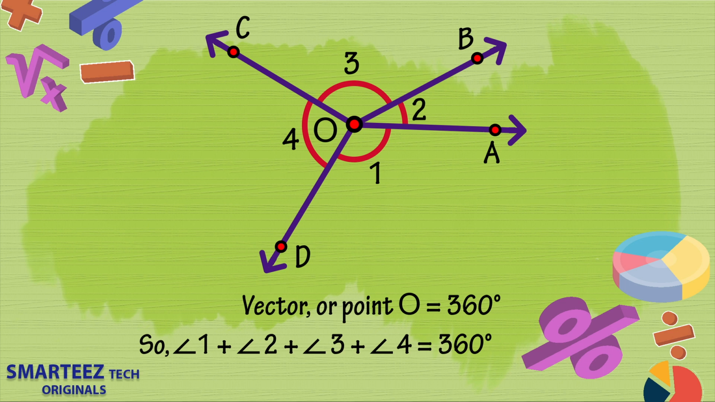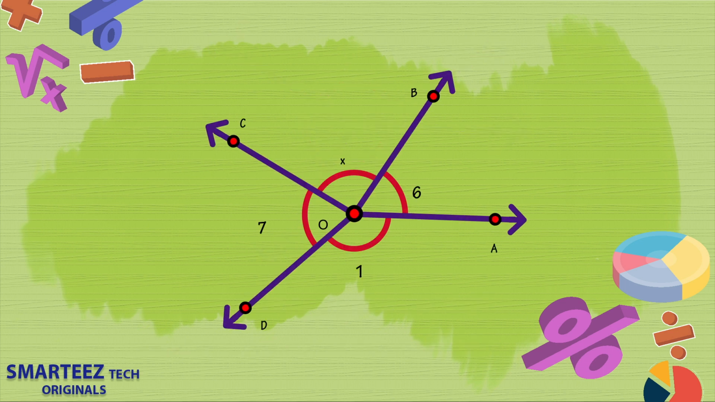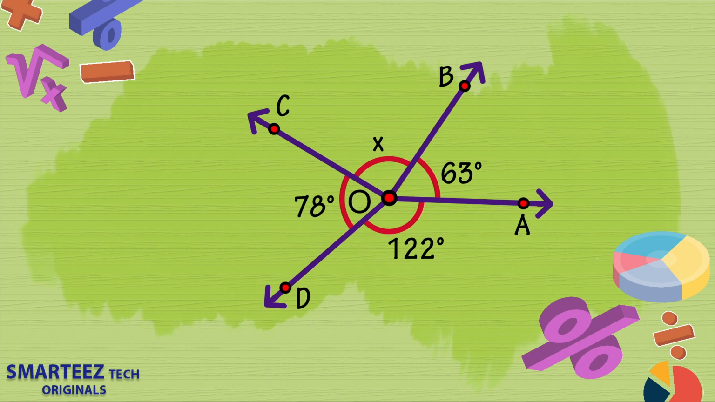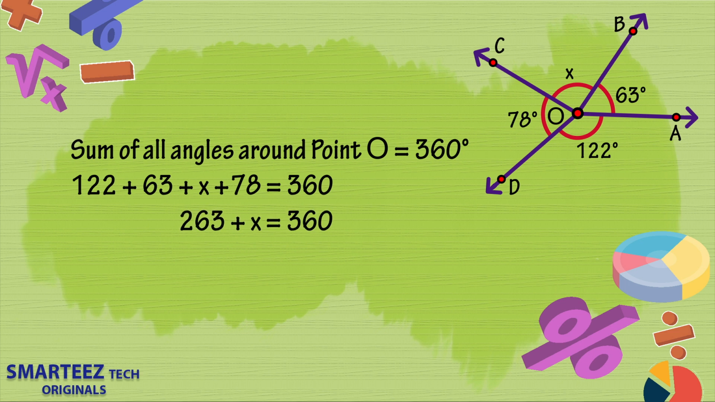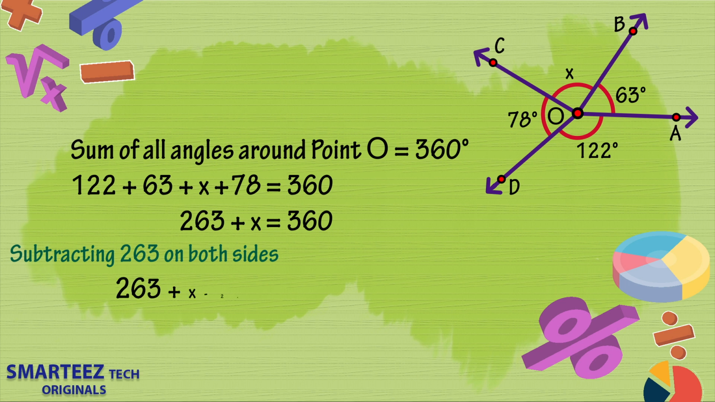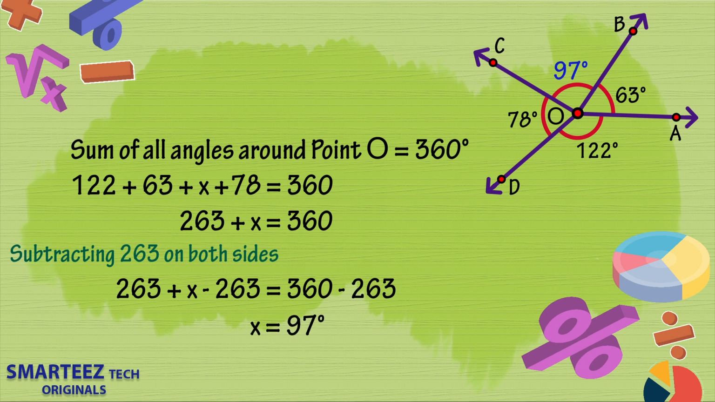Let's do an example. Compute the value of angle X given the other angles in the figure. Sum of all angles around point O equals 360 degrees. 122 plus 63 plus X plus 78 equals 360. 263 plus X equals 360. Subtracting 263 on both sides, 263 plus X minus 263 equals 360 minus 263. So X equals 97 degrees.